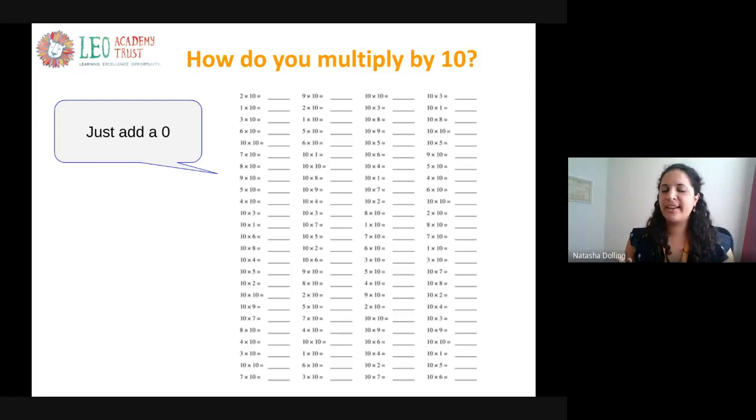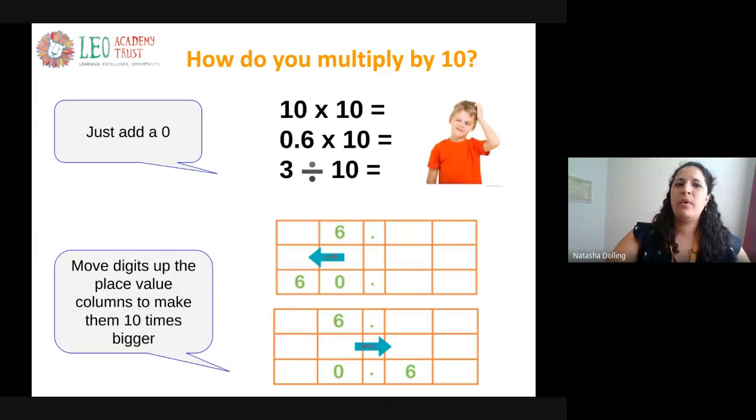Now, I'm sure you can already think of all of the problems that come with that. What about when you say 10 times 10? How many zeros are you adding? What about 0.6 times 10? Do you still just add a 0 there? Does that work? What about the inverse? What about 3 divided by 10?